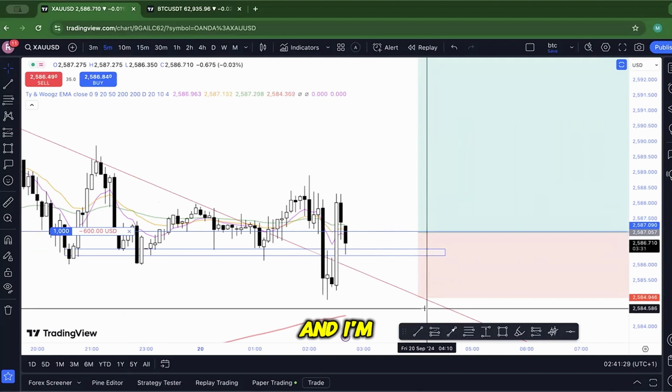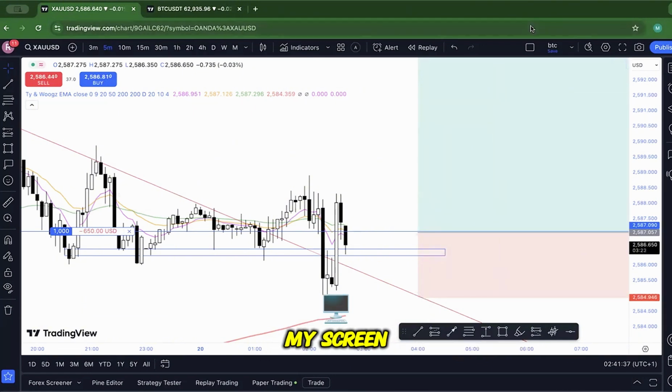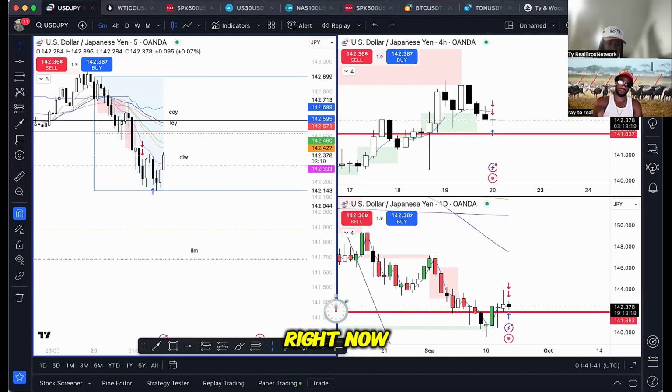I'm going to go into the charts and take a trade right now too while we wait for this trade to hit. So I'm going to share my screen right now. Let me know if you can see my screen. Yeah, I can see it.